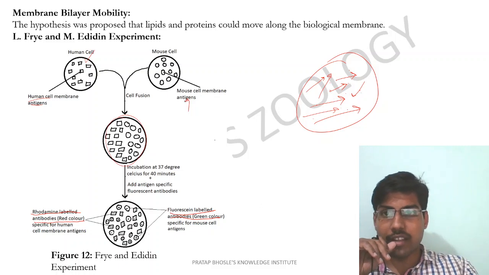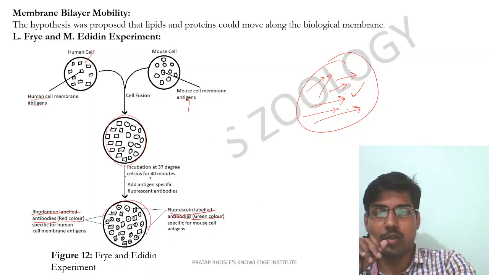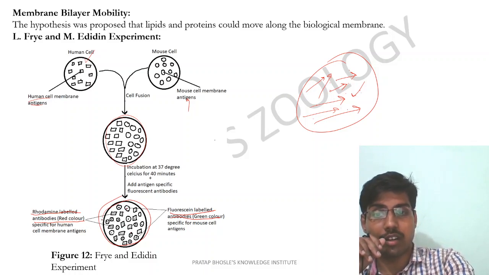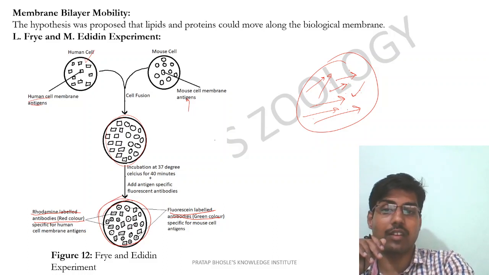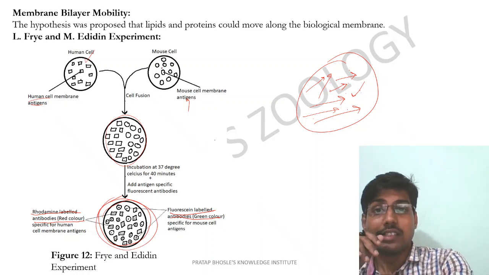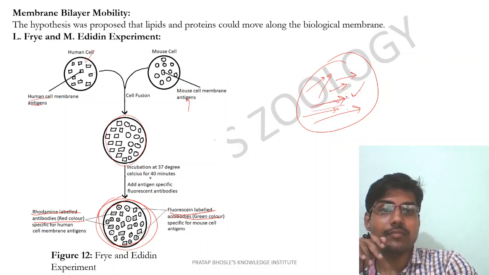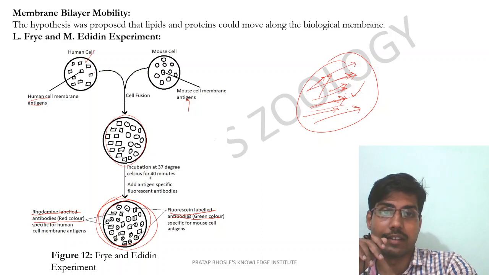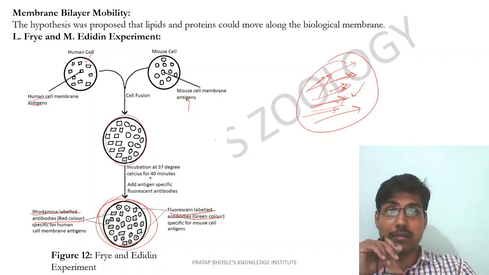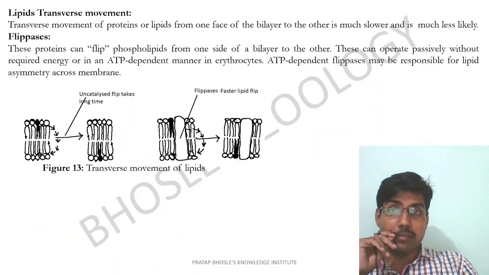Now what Frye and Edidin observed in this fused cell is that all these red and green fluorescent antibodies are randomly, uniformly distributed throughout the fused cell. So he concluded that after the fusion, these antigens or proteins must have traveled along this lipid bilayer. Okay, so that's why he concluded this lipid bilayer mobility. Next is lipid bilayer transverse movement.